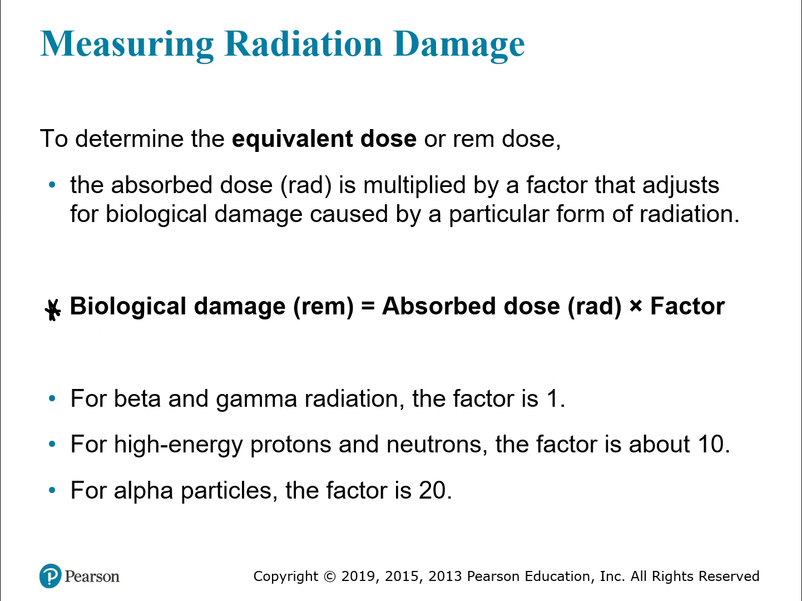So to calculate the REM, the biological damage, you take your absorbed dose and you multiply by the factor that goes along with the type of radiation you're interested in. For beta and gamma radiation, that factor is 1. High energy protons and neutrons, it's about 10. And for alpha particles, it's 20. But remember, with alpha particles, you're not really absorbing anything because they don't really penetrate through clothing.